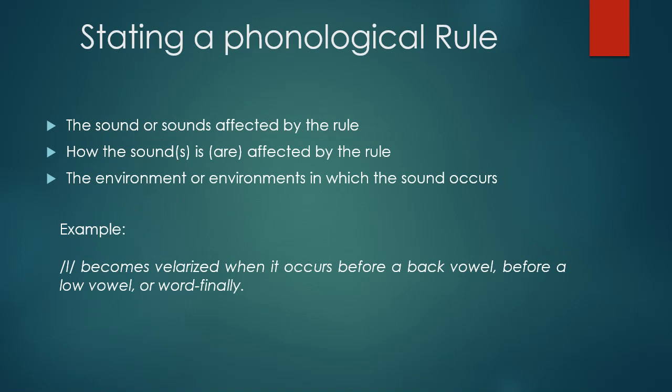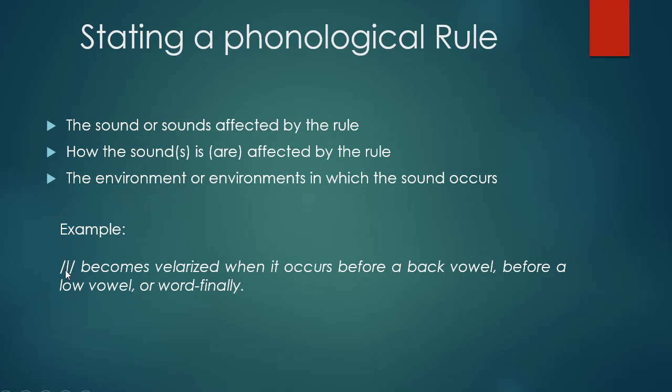Okay, stating a phonological rule. In order to apply this process, first we need to know the sound or sounds that are going to be affected by the rule. The next step is to know how the sound or sounds are affected by the rule. And in the third place, we have the environment. The environment is very important because some phonemes behave in one way, and when they are in another environment, they can behave in another and different way. So the environment or environments in which the sounds occur is something that we have to take into account when stating a phonological rule.